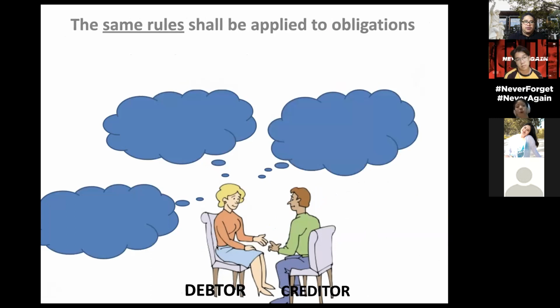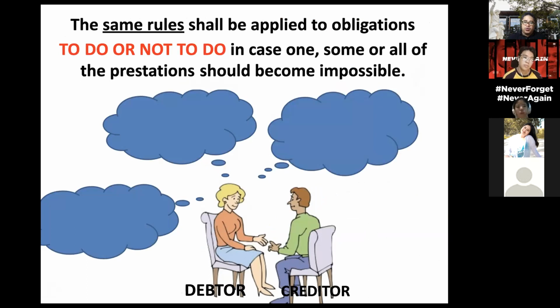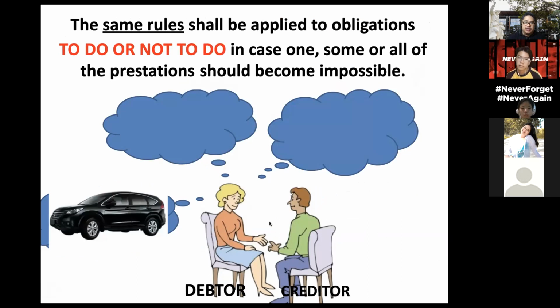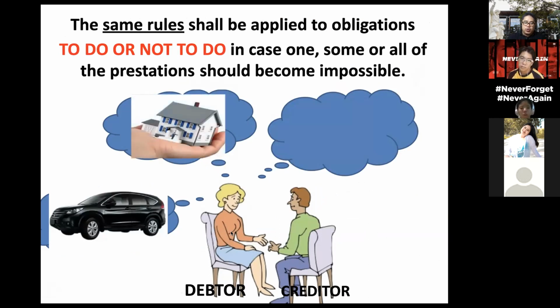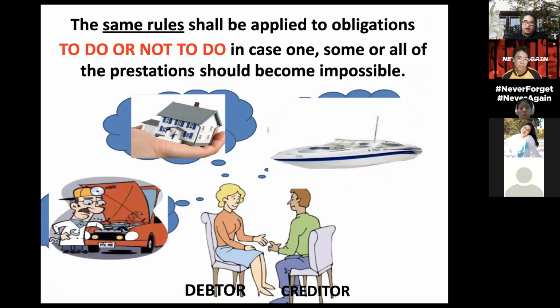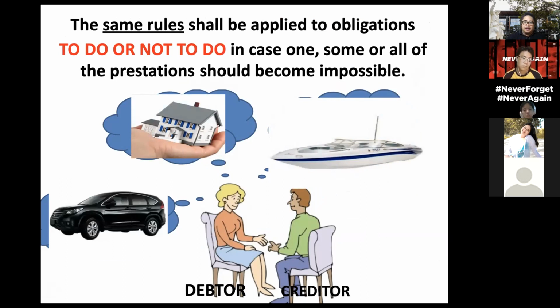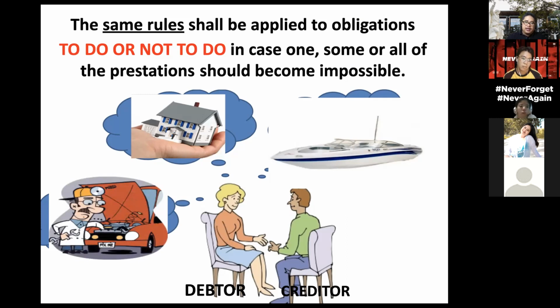Okay? Basic rule. The same rule shall be applied to obligations of what? To do or not to do, in case some or all of the prestations should become impossible. So say for instance, Dina promised to fix the car. Again, earlier, these are obligations to give a particular thing. If we're going to convert them to obligations to do or not to do, say for instance, Dina in her commitment to Carl said, yeah, I promise to fix your car.